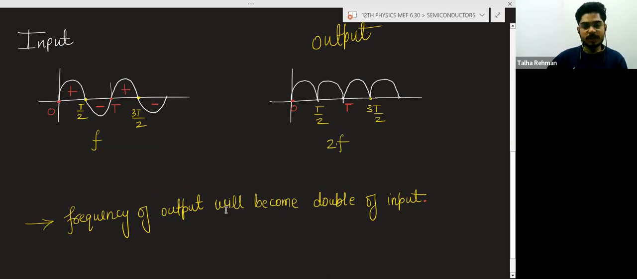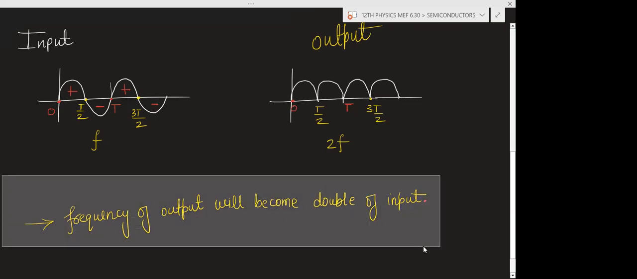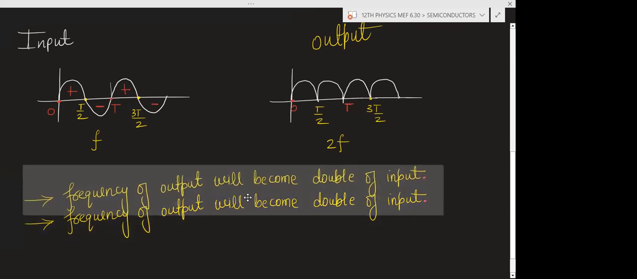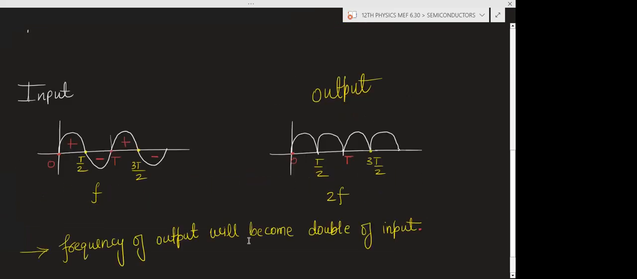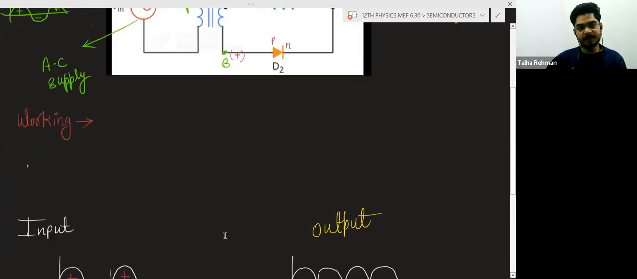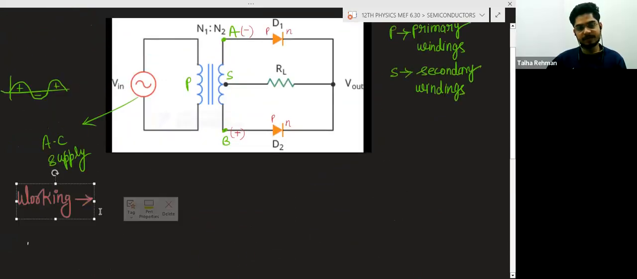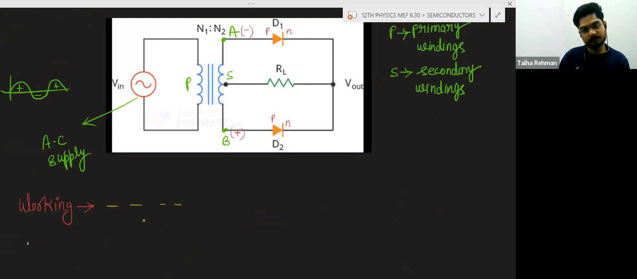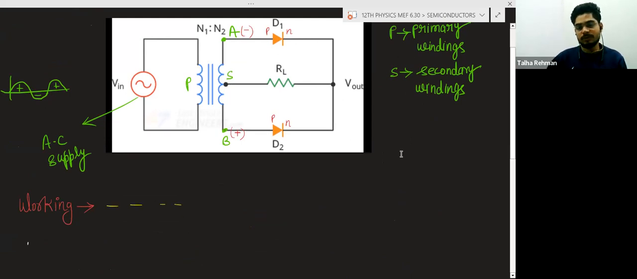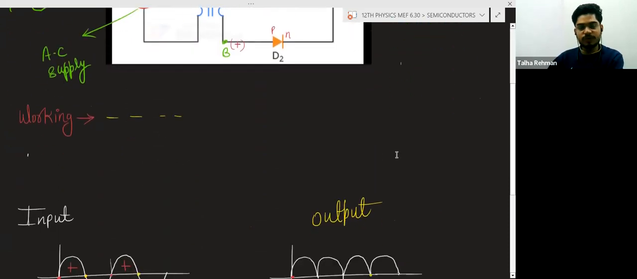So frequency of the output will become double of input. Okay. Working, you can write here. After that, now you can see this graph.